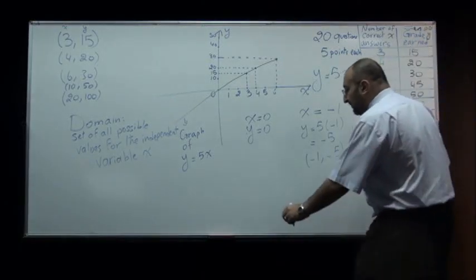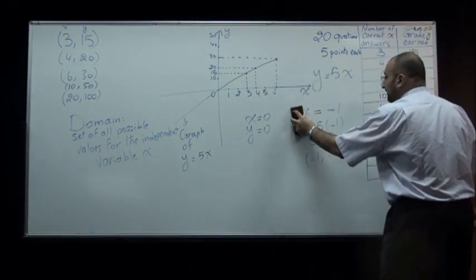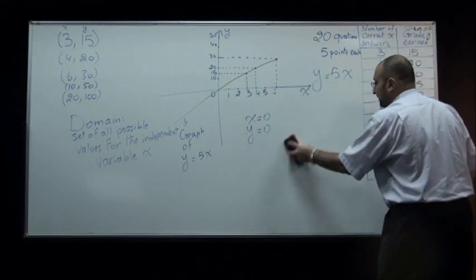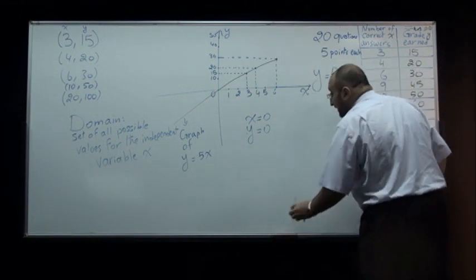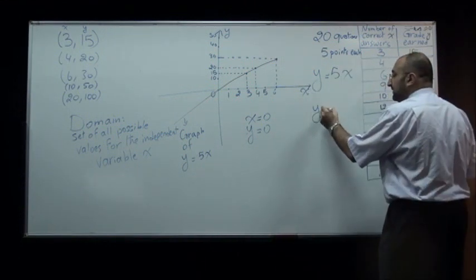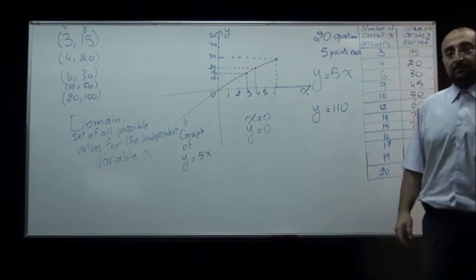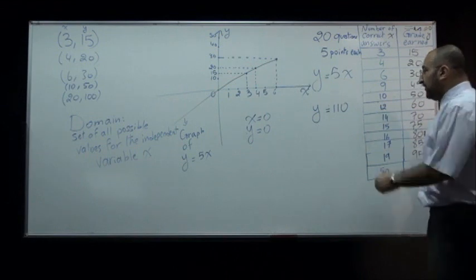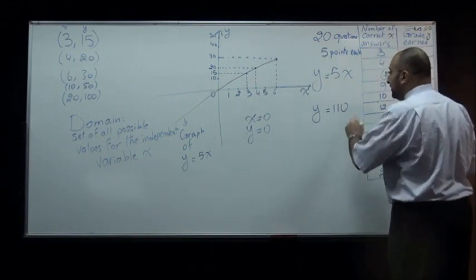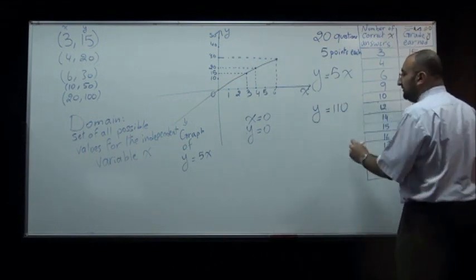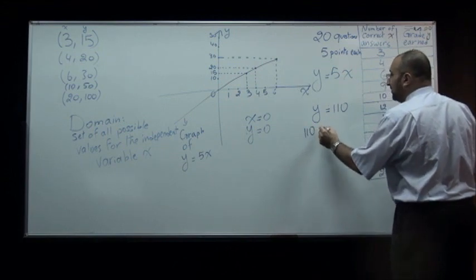Also, within the same context, let me ask the following question. Can a person get 110? Well, for y equal 110, we can find the x numerical value by a simple replacement.